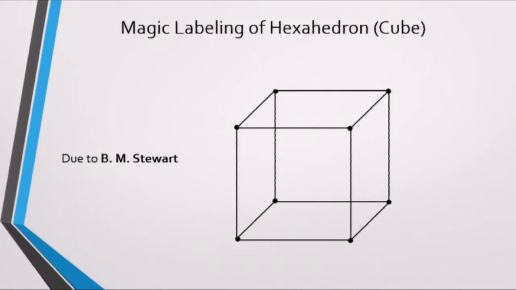And this is the graph for the hexahedron, or cube. And this labeling is, by the way, by Stewart, same person. And I think this is really nice. Notice the numbers.